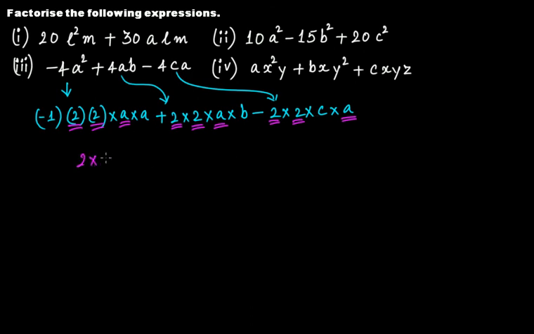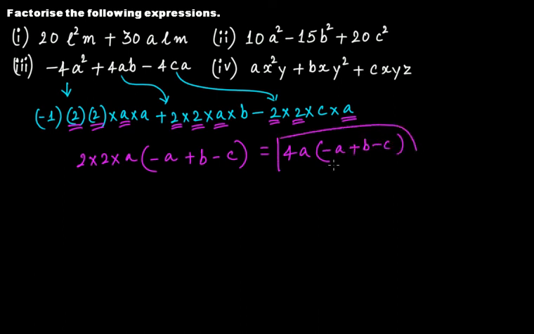Only these 3 factors are common amongst these 3 terms of this algebraic expression. So 2 multiplied by 2 multiplied by a taken outside the bracket. Here you have now minus a, right? Minus 1 multiplied by a means minus a, plus b, and minus c. It means that it's actually equal to 4a multiplied by minus a plus b minus c. So this is the required factorization of this algebraic expression.